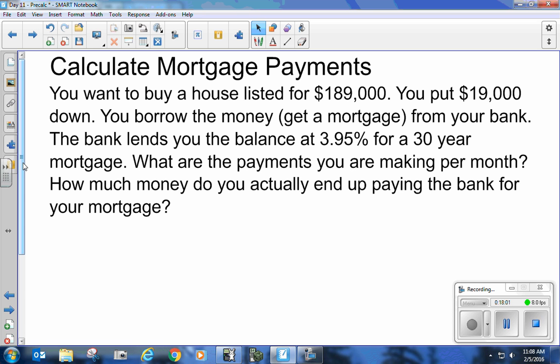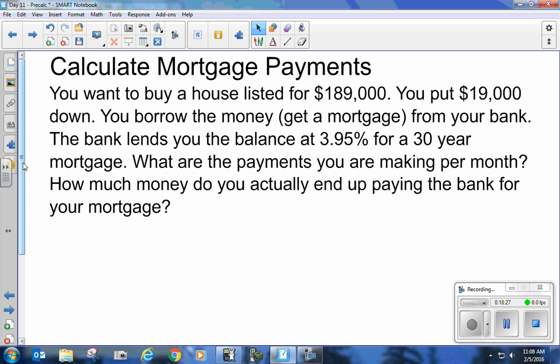All right? If you want to buy a house listed for $189,000, this might be relevant. You might want to one day buy a house, $189,000. You and your significant other, your spouse, whatever, you guys can work for several years and you save $19,000. You want to put that down, okay? Which means you have $19,000. But you need to borrow the rest of the money from the bank, which means you get a mortgage. A lot of people do.